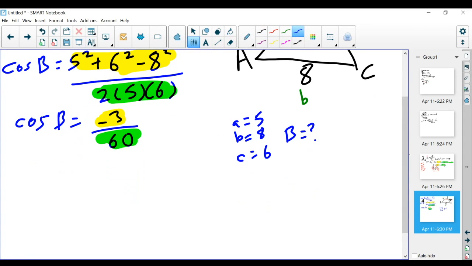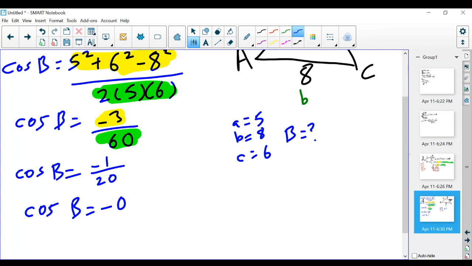Depending on what you'd rather do, if you'd rather punch in negative 3 over 60 into your calculator, or we can just go ahead and simplify. Cosine of B gives you negative 1 over 20. If you're not comfortable punching in a fraction into your calculator, that would give you negative 0.05.